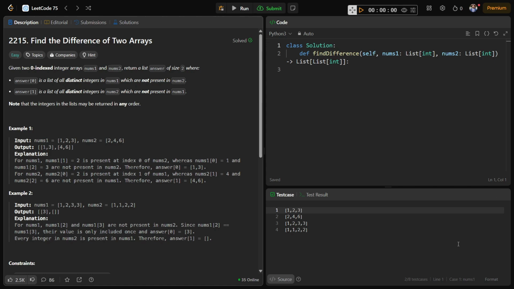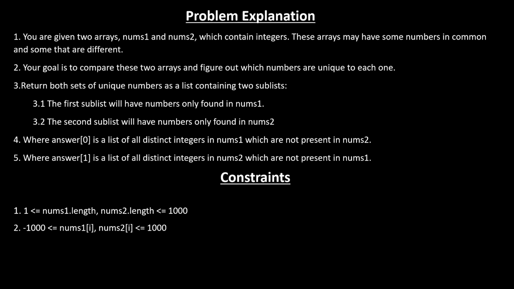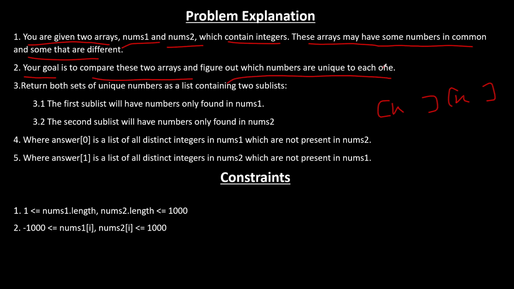I will request you to read the question beforehand, as I will deep dive into the PPT and explain it in a simpler way. Let's understand the problem in the easiest way possible. You have been given two arrays, nums1 and nums2, which contain integers. These arrays may have some numbers in common and some that are different. Your goal is to compare these two arrays and figure out which numbers are unique to each one.